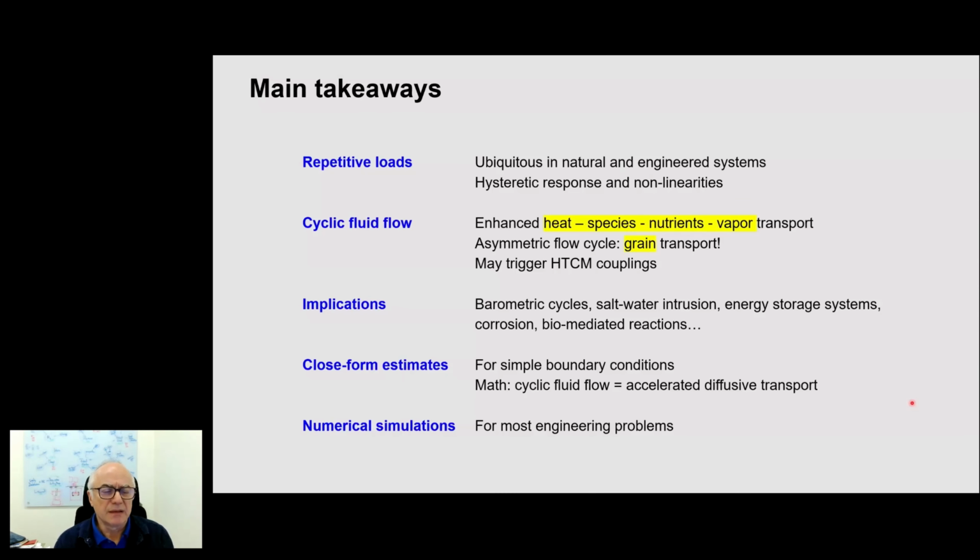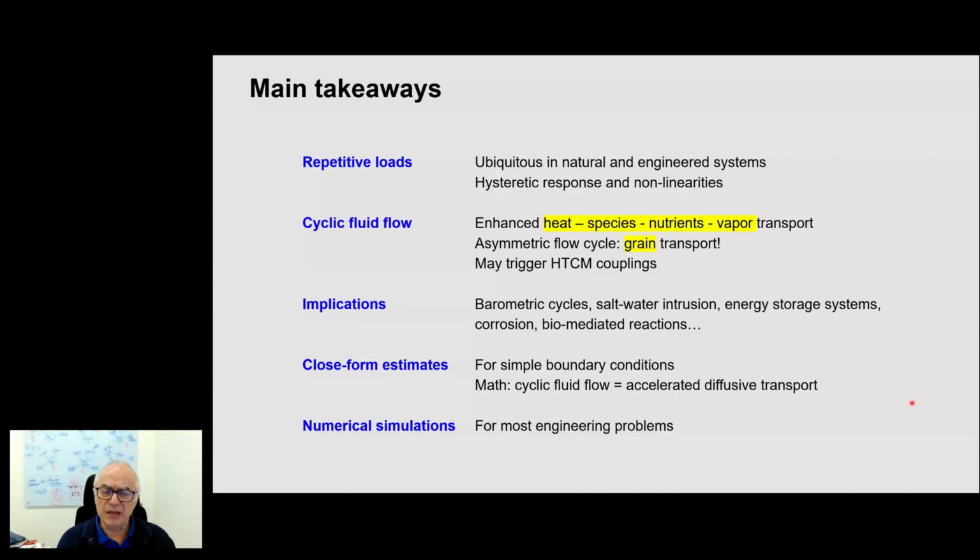In conclusions, once again, I would like to insist that repetitive loads are everywhere and affect all our natural geosystems and engineered geosystems. It is affected by hysteresis and apparently by nonlinearities, like we saw today with non-symmetric, almost like a beat function in the heartbeats. Cyclic fluid flow enhances heat transport, the transport of a species, the transport of nutrients, of vapor. And if it is asymmetric, we showed that we can even accomplish the transport of grains.